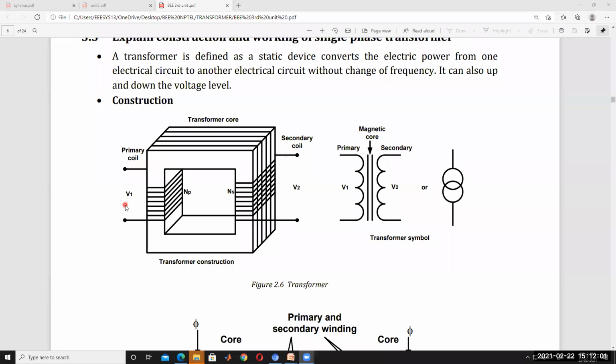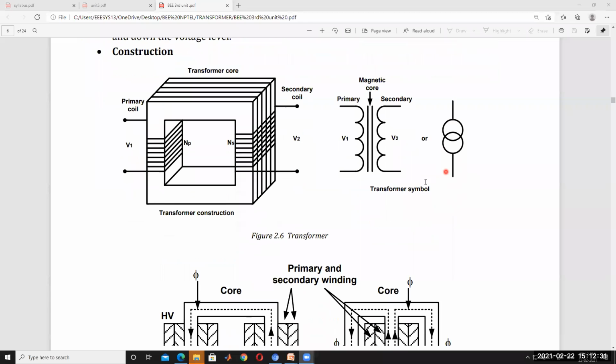Generally, the transformer is represented like this: the magnetic core, these lines indicated like this. It is a magnetic core. This is called the primary winding and this is the secondary winding. At the primary winding you indicate a smaller number of turns, and at the secondary winding there are more turns, so we have to increase the number of turns. This is the transformer symbol. Generally, in some cases, you have to represent a transformer like this.